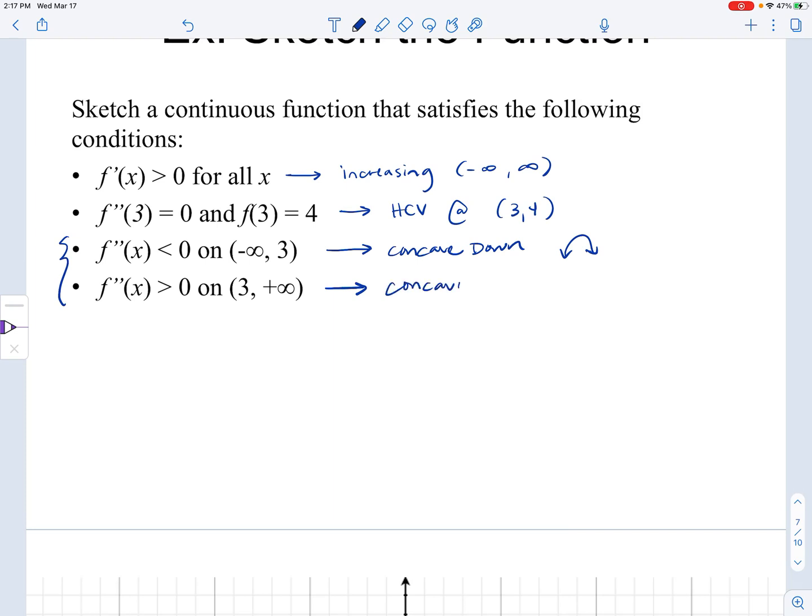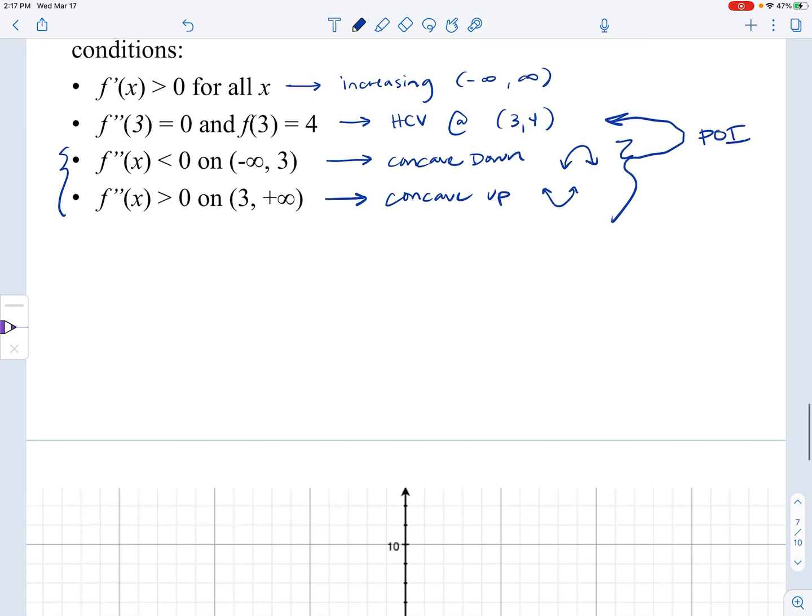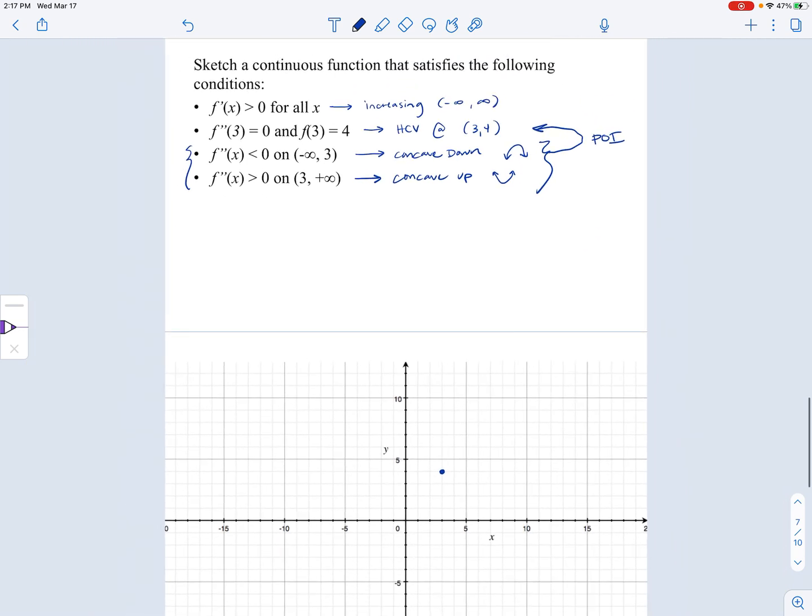And then this last line tells us that the second derivative will be positive on the interval from 3 to +infinity, meaning the graph will be concave up. Looks like a cup. Putting this together, that means this point will be a point of inflection. (3, 4) will be a point of inflection.